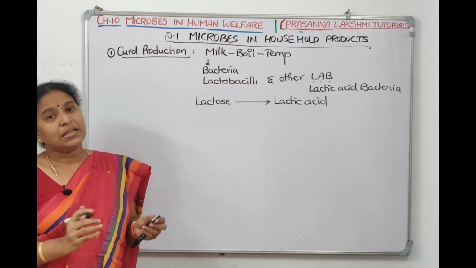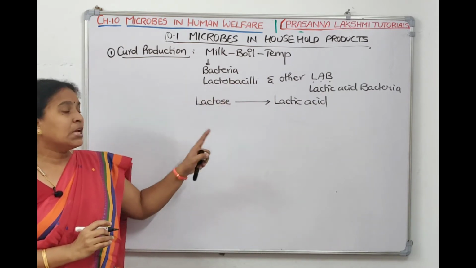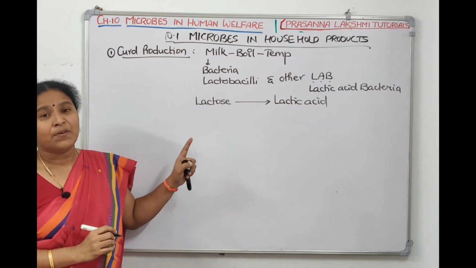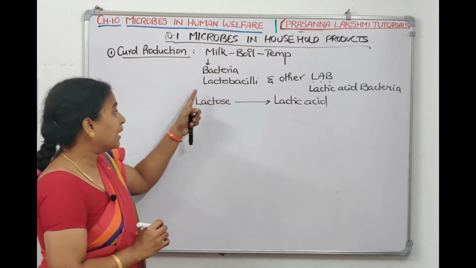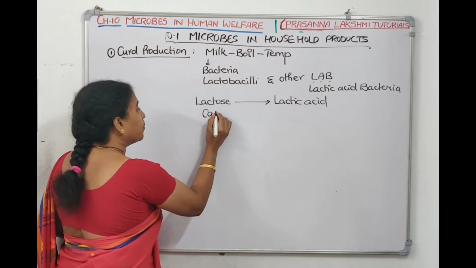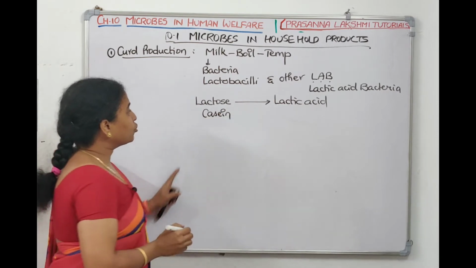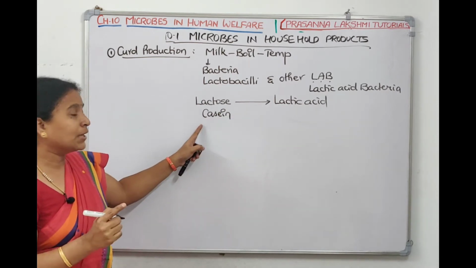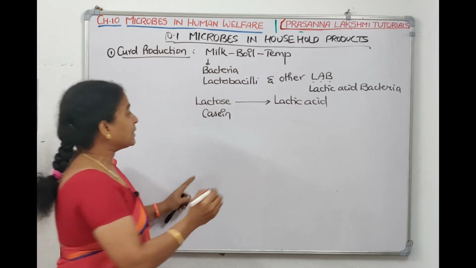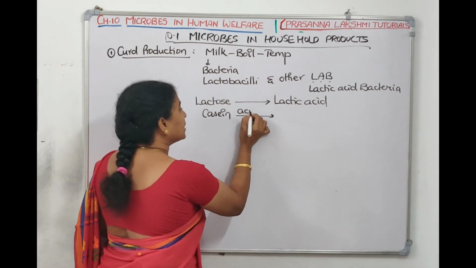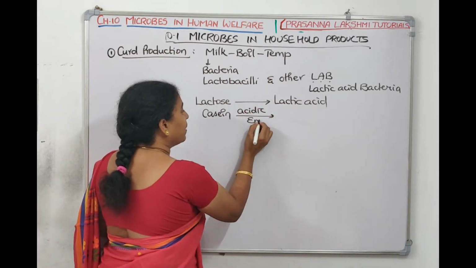Now it has created an acidic condition. The bacteria do this. Now what will this lactic acid do? The milk contains a protein. The name of the protein is casein. The milk sugar is lactose, and milk protein is called casein. Casein in an acidic environment.